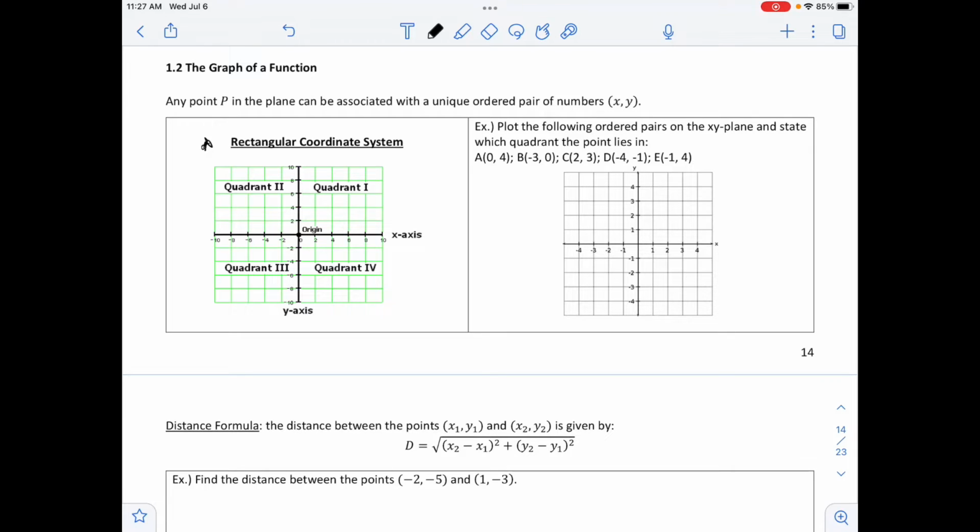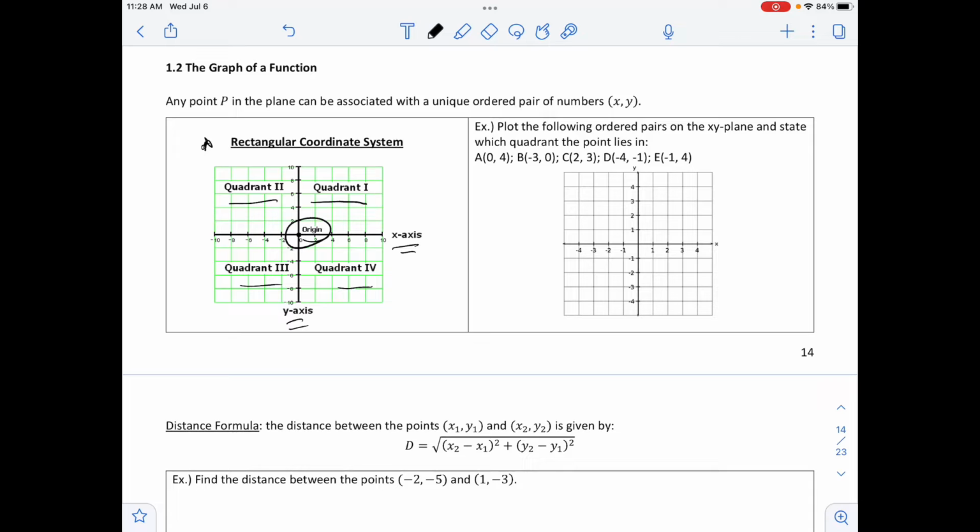And so you have quadrant 1, where everything is positive, and a lot of times we're dealing just with quadrant 1 for business calculus. Quadrant 2, quadrant 3, and quadrant 4. In addition, we have our x-axis, our y-axis, and also our origin, which is at 0, 0.